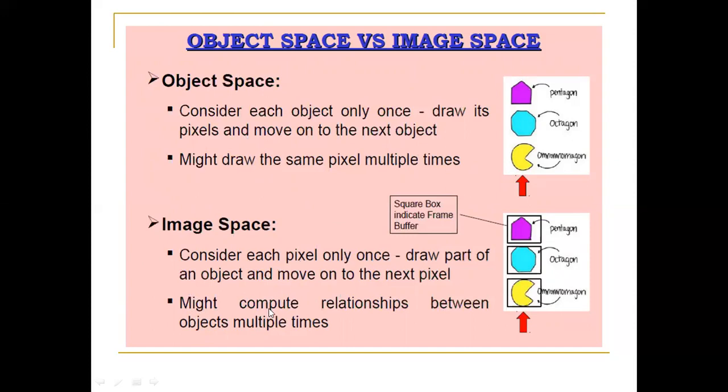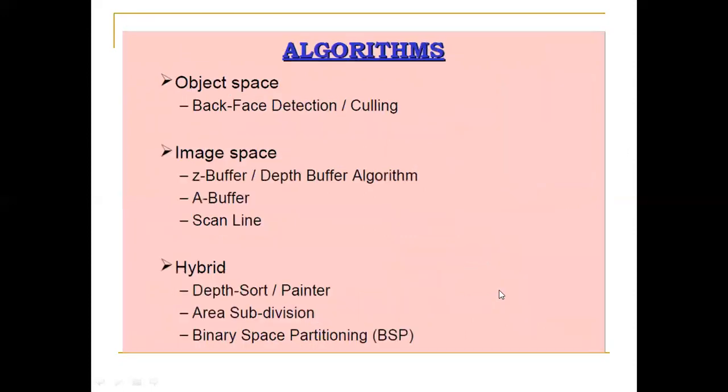But it might compute relationships between the objects multiple times. So in the image space method, we compute the relationship between the objects multiple times, whereas in the object space method, we draw the same pixel multiple times. This is just a scenario of how any picture or object in a scene will be stored in a frame buffer, and then finally displayed onto your display screen.